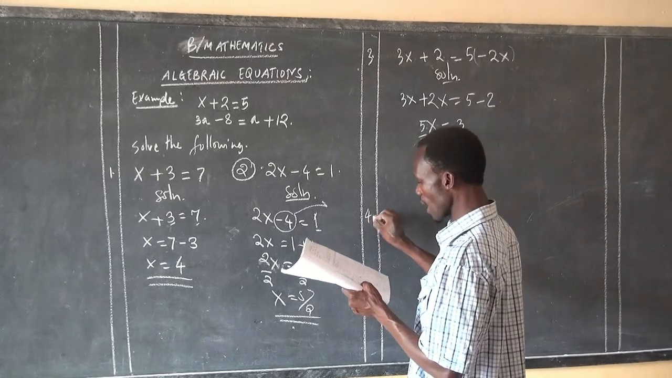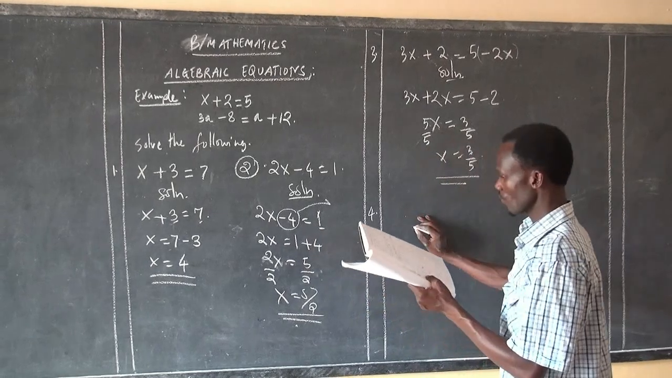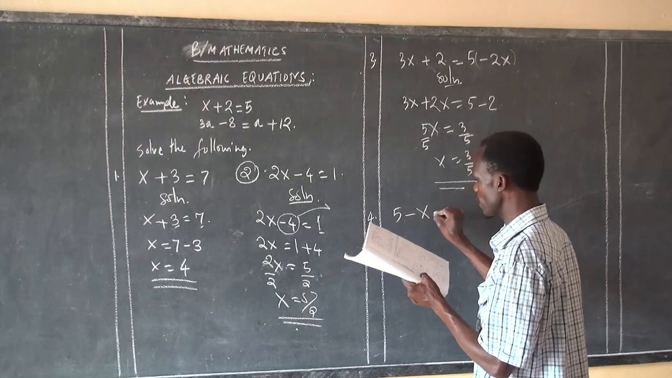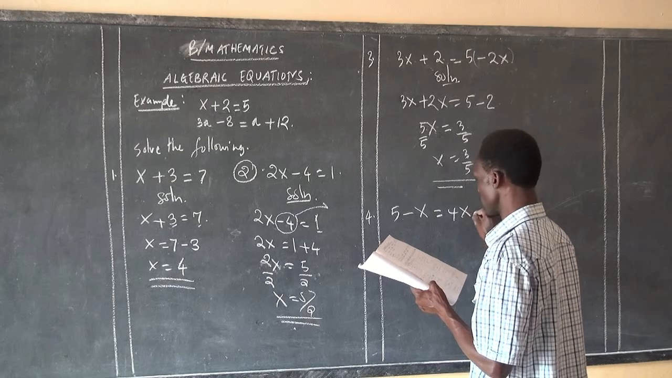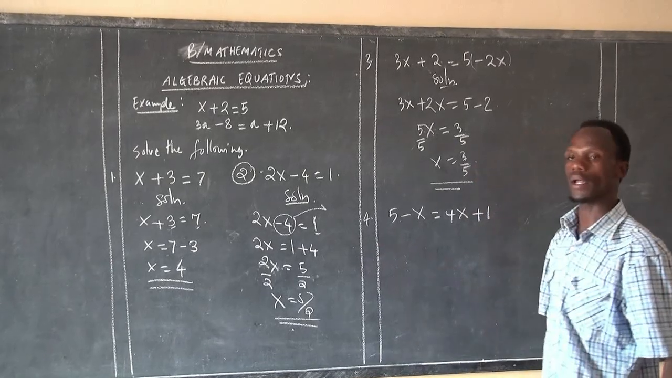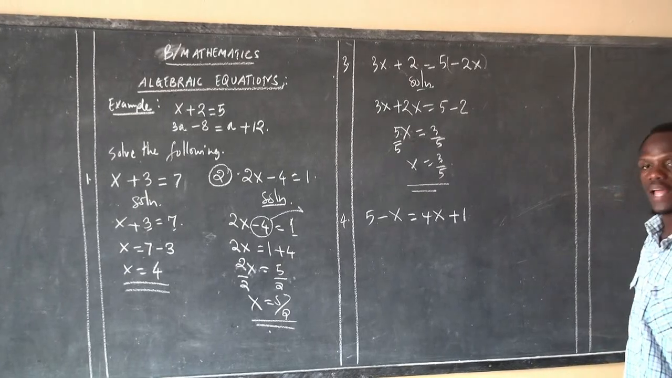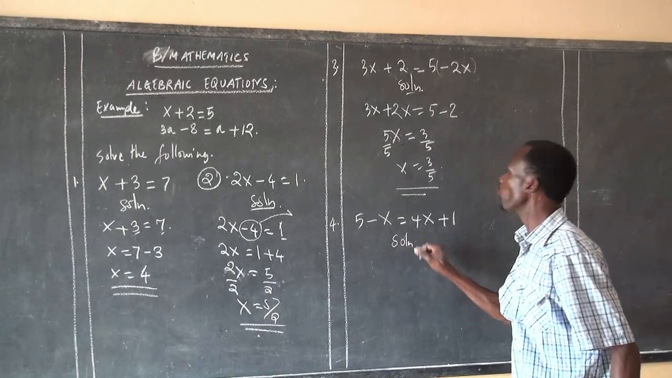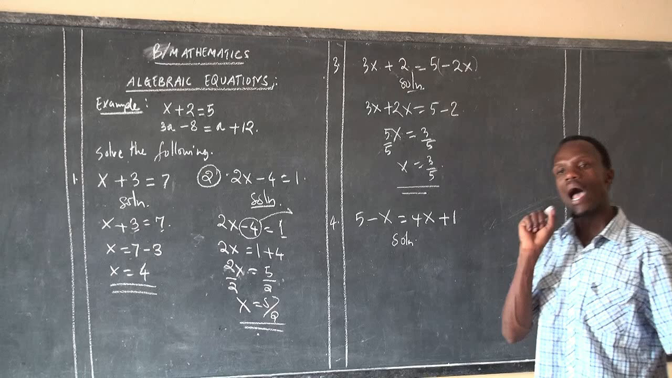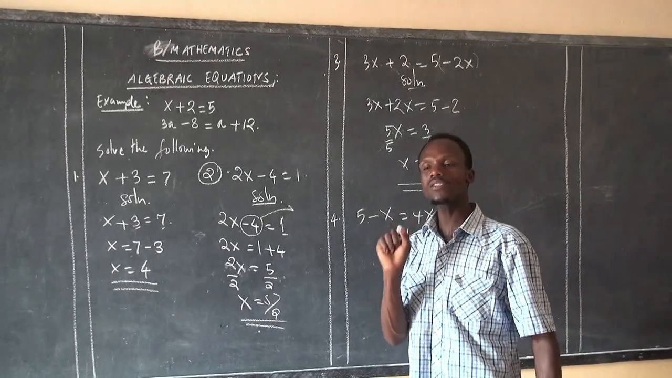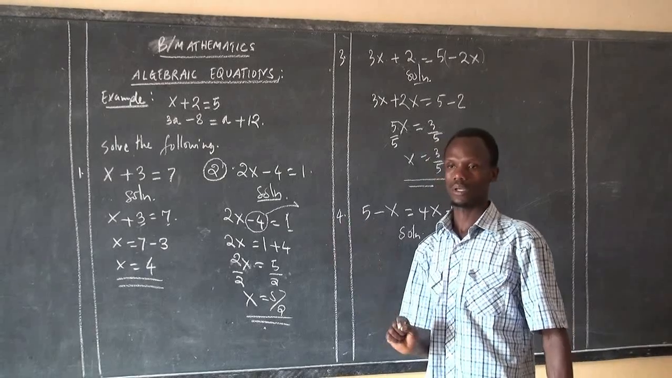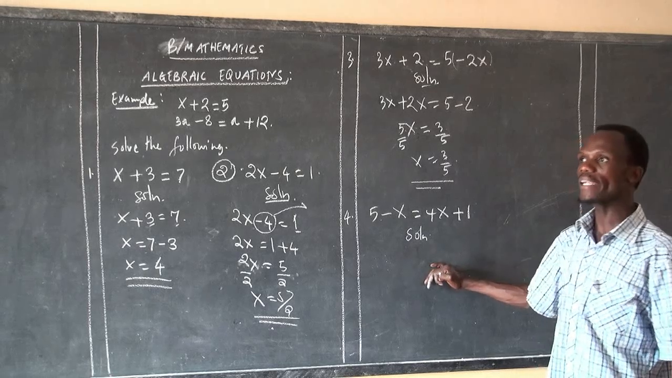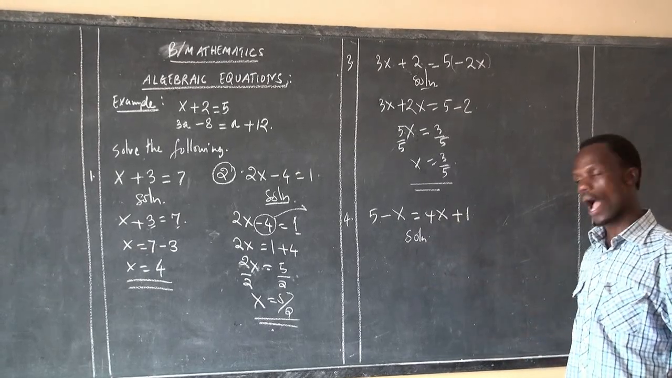Example, the fourth example here: 5 minus x is equal to 4x plus what? Plus 1. The same principle that we have to use. Here, the solution now we can do, we are looking for an answer. But your answer must have a reason, and the reason to your answer is the solution that you have shown. Because in mathematics, you don't have any other reason apart from doing the solution. And that is what we term as a reason to your answer.